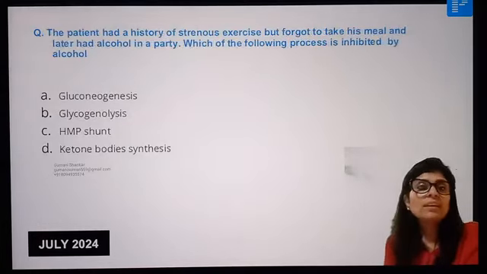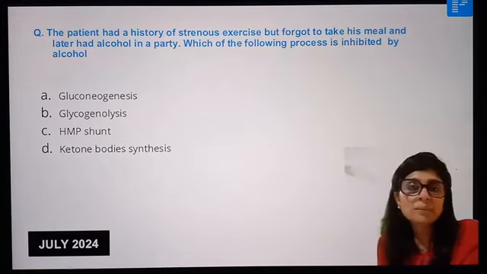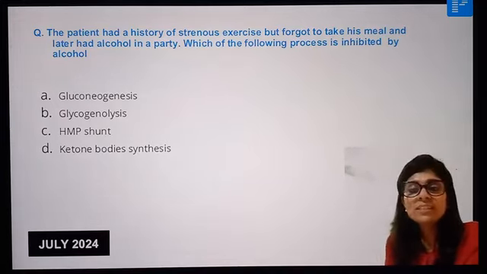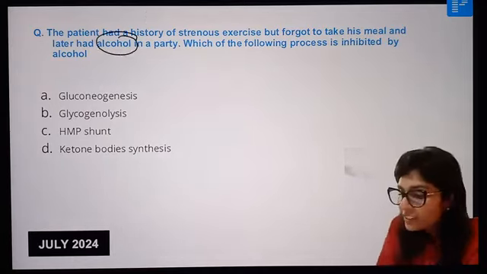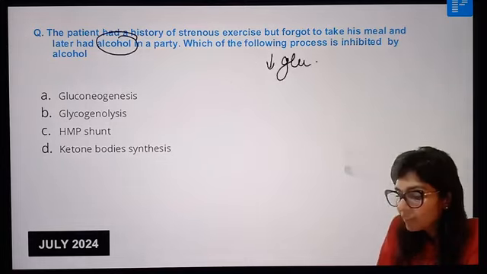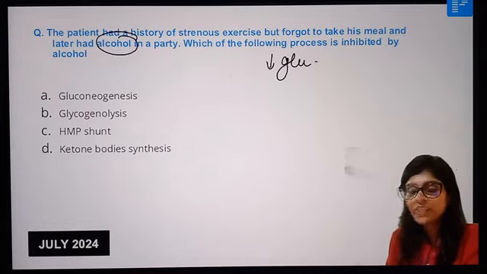The next one, the patient had a history of strenuous exercise but forgot to take his meal and later had alcohol in a party. Which of the following processes is inhibited by alcohol? Can you tell me the answer? Alcohol causes hypoglycemia. Do you understand this? Alcohol causes hypoglycemia.